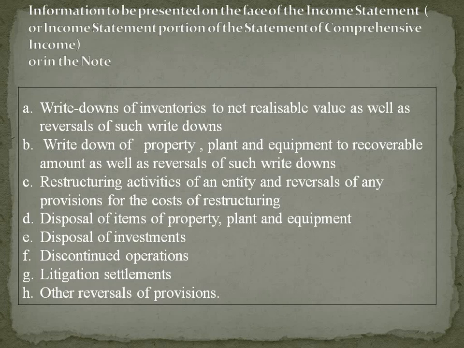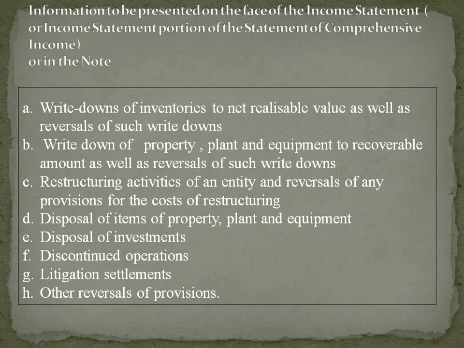Some of the information has to be presented on the face of income statement. Suppose there is a decrease in property, plant and equipment compared to market value. Suppose the carrying value is higher than the recoverable value. In that case, impairment has to be charged in P&L account, and impairment can also be reversed.